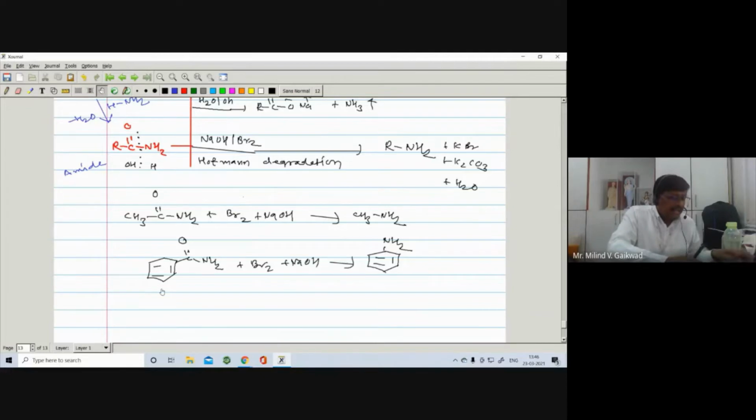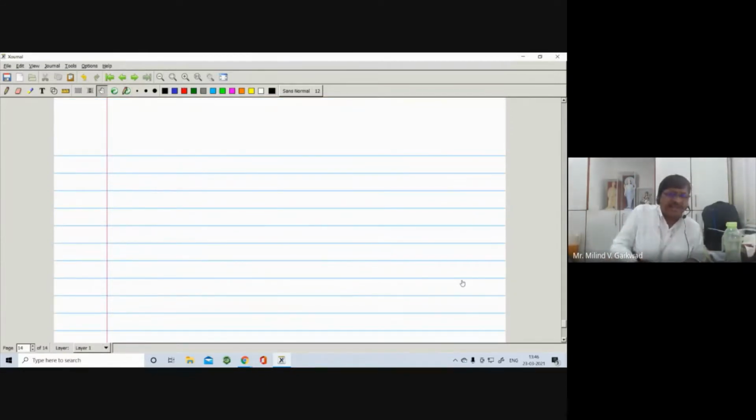Okay, then there are two name reactions. We'll learn those two name reactions. One is the Reformatsky reaction. Reformatsky reaction is just similar to your Grignard reagent.